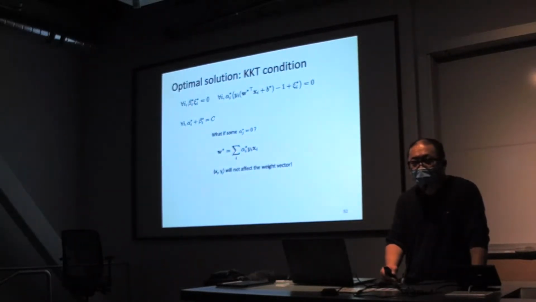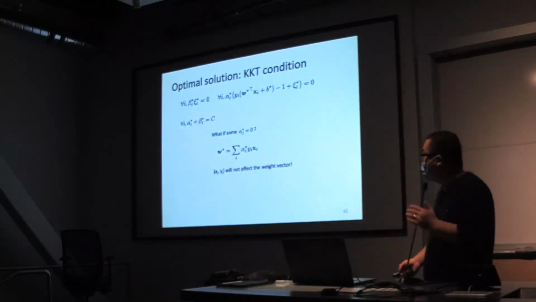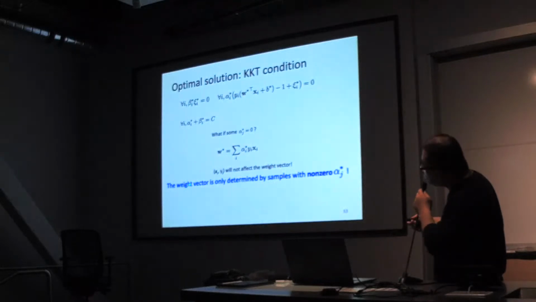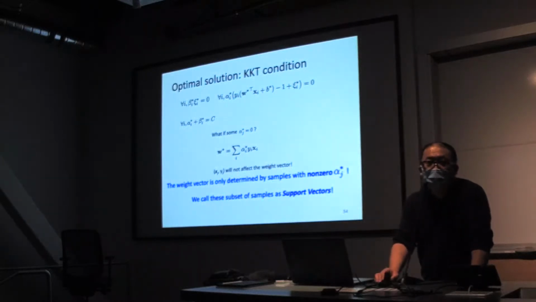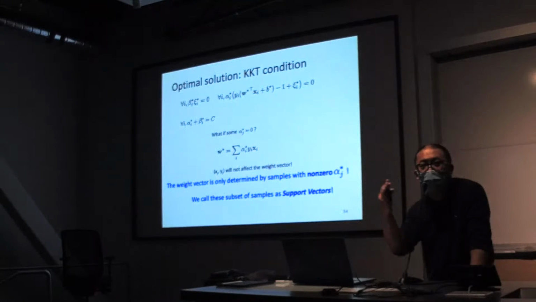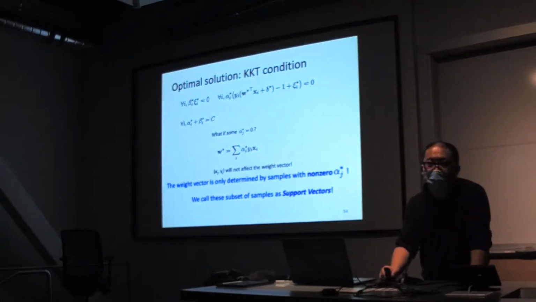In fact, practical applications show that, for all kinds of SVM applications, most of the training examples have corresponding alpha j stars that are 0. So the optimal weight vector is only determined by samples with non-zero alpha j star. We call this subset of examples support vectors. That's where the definition of support vectors comes from. Why? Because it is they who determine the optimal weight vector. They support the weight vector. That's why they are called support vectors.